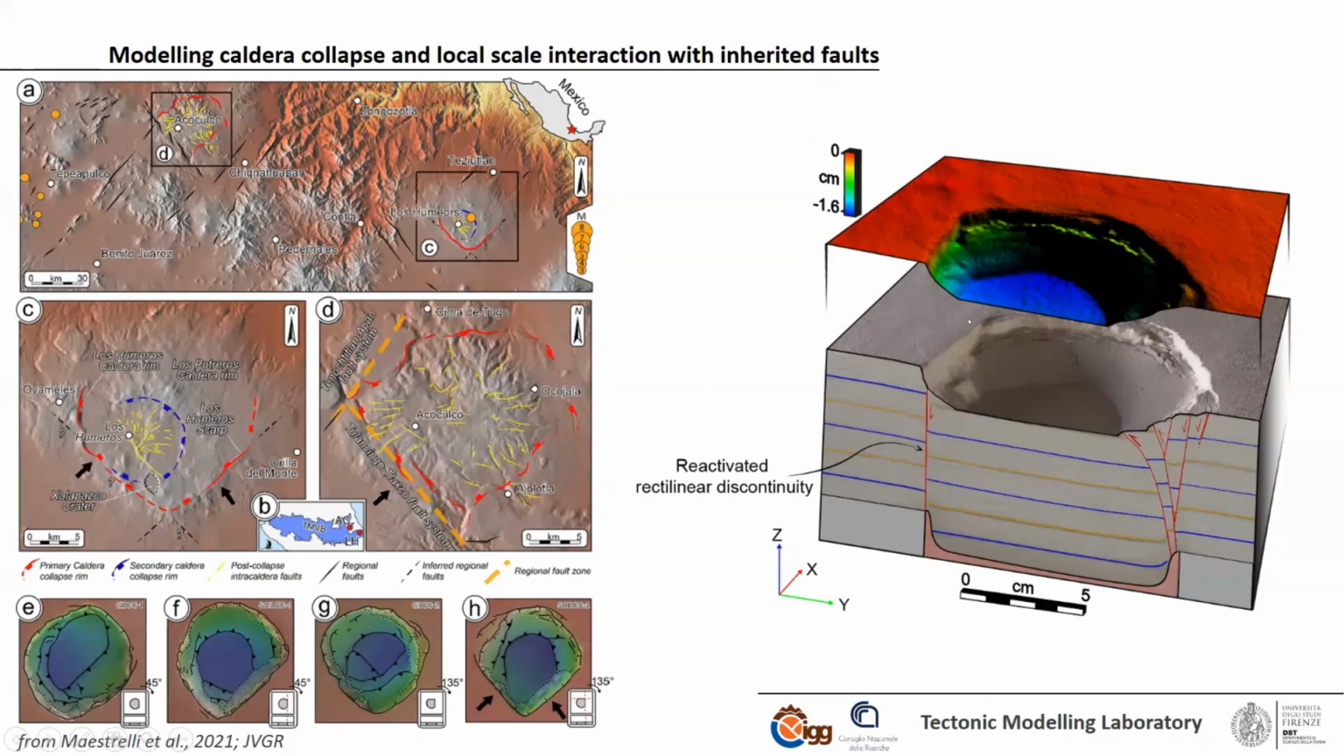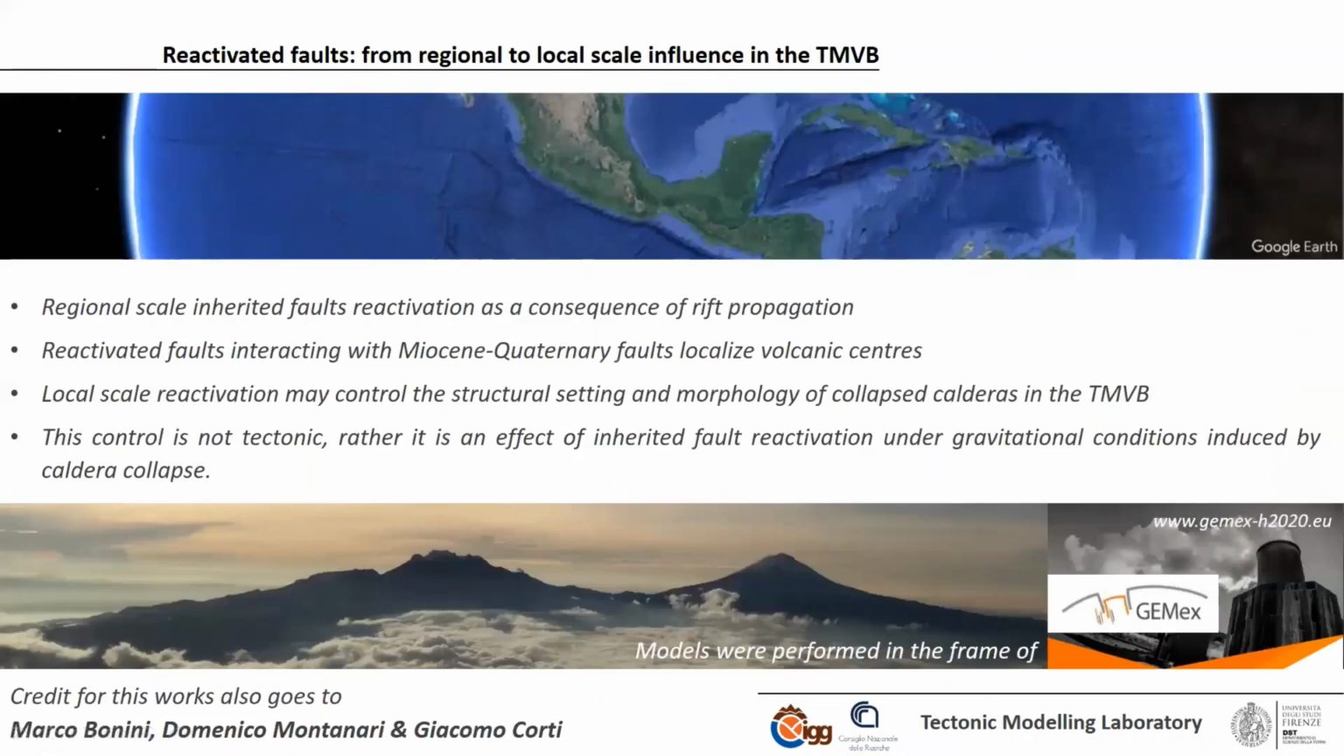So, well, that's it. With these models, we have shown how the inherited structures are important both at the regional scale in the Trans-Mexican Volcanic Belt, but may also be more important at the local scale, especially when you are investigating this kind of geological features for geothermal purposes.